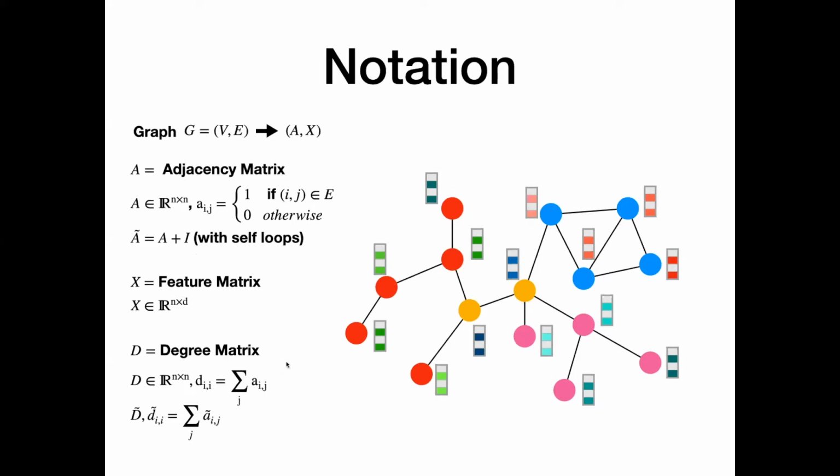We will then define the degree matrix, D, which is a diagonal matrix, where the ith element of the diagonal is just the degree of the ith node. And very similarly, we will define also the degree matrix for the adjacency matrix with added self loops. And finally, the matrix X will be our feature matrix. This means that the ith row of the matrix X will be the d-dimensional feature vector of the ith node.